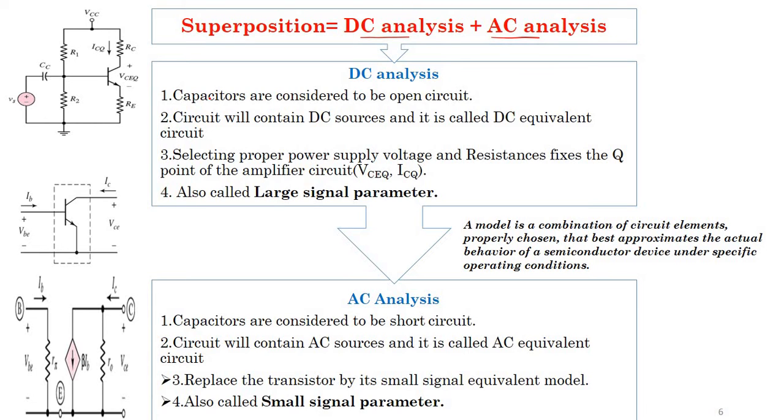When you do DC analysis, the capacitors are considered to be open circuit. The circuit will contain DC sources and it is called the DC equivalent circuit. So if you consider this circuit, the capacitors are considered open. Why? Because Xc is 1 by 2 pi f C. So f is equal to 0, so the reactance of the capacitor becomes infinity, which is nothing but an open circuit. The second point says it should contain only DC, so DC sources should be present.